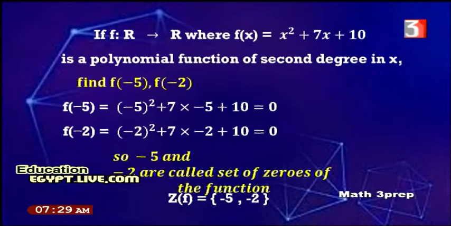What's the meaning of Z of f? It means the set of zeros of the function f is negative 5 and negative 2. And what is the meaning of set of zeros? It means the values of x which make the function equal 0.